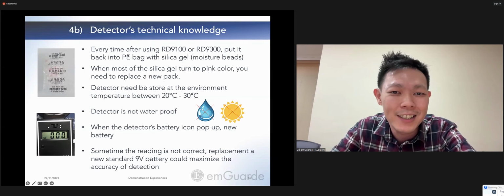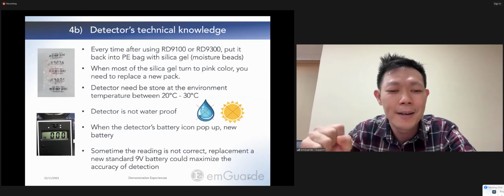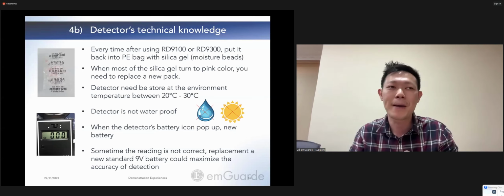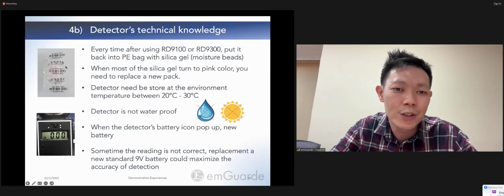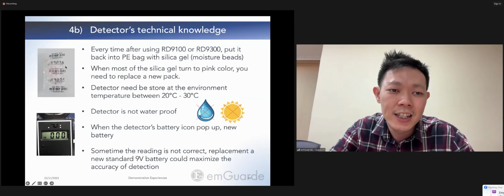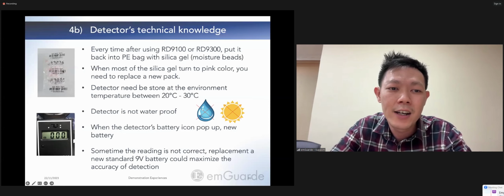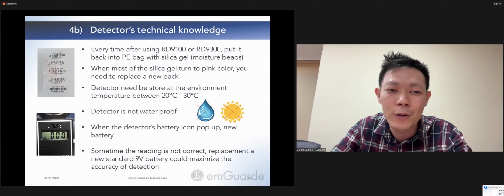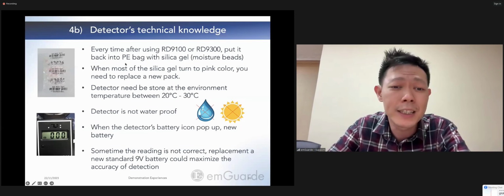So the first one is that after using our radiation detector, please put it back in the PE bag. There is a transparent plastic bag, and inside there is a silica gel. Please make sure that the silica gel is put inside. Sometimes in Malaysia it's quite humid, so if the silica gel becomes, maybe 90% or so, pink, you can change it for a new one, or replace with new silica gel.